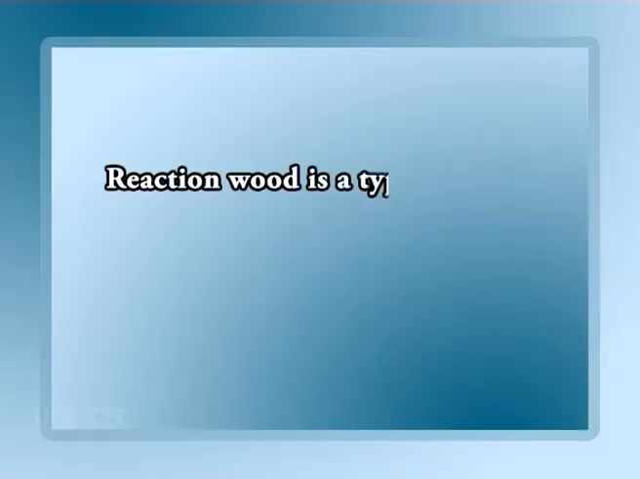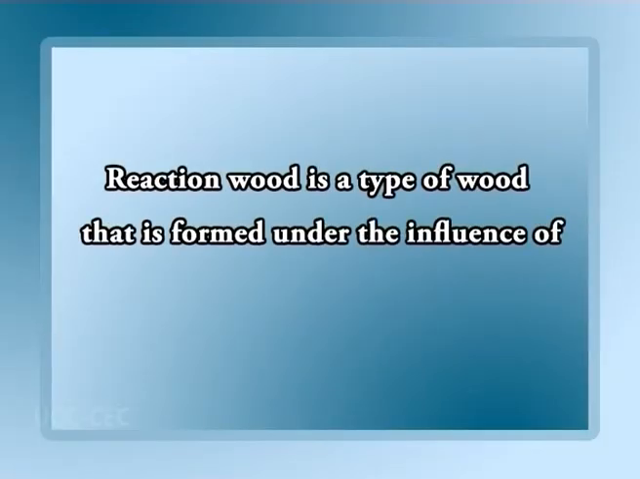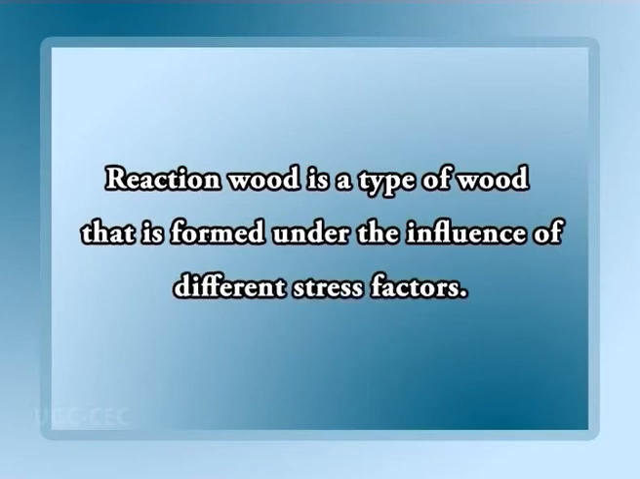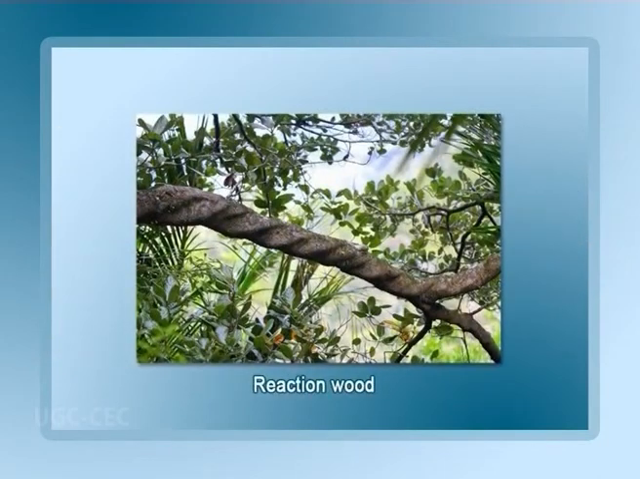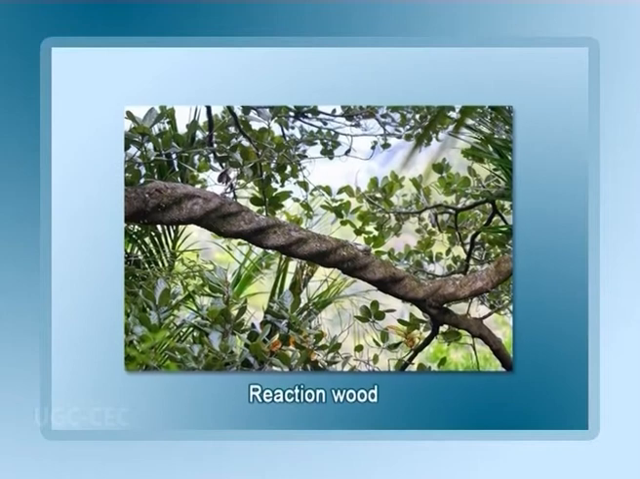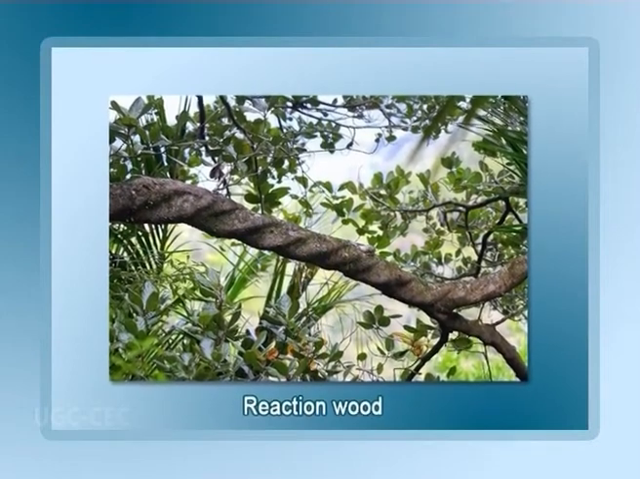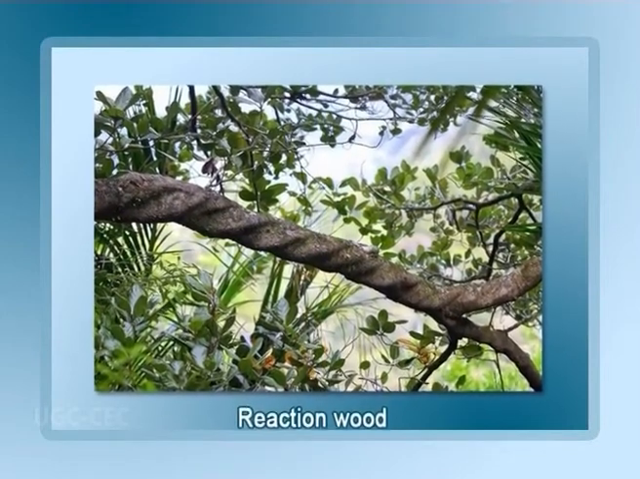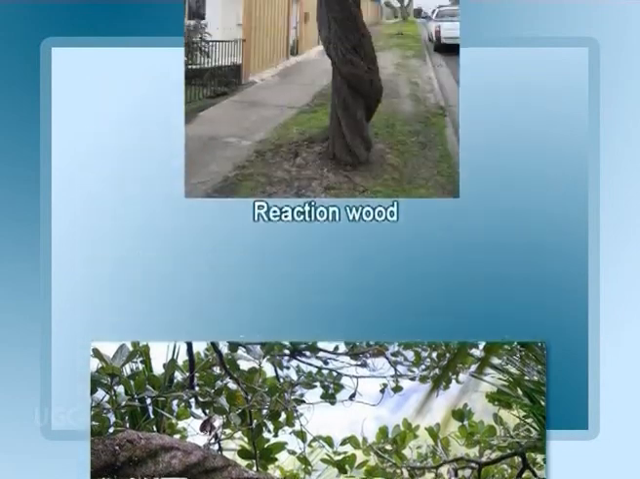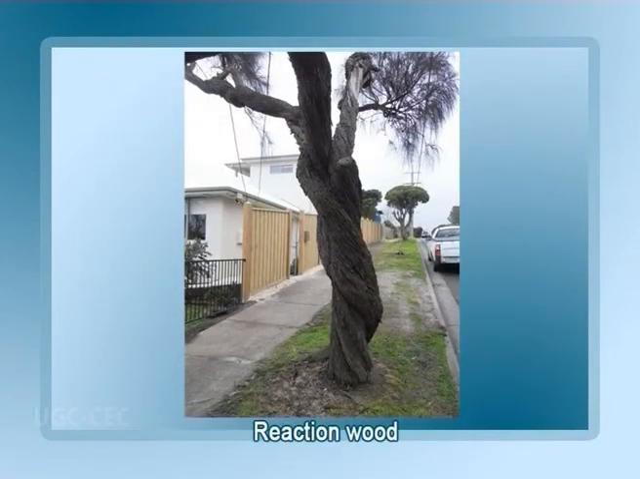Now we will discuss reaction wood. Reaction wood is a type of wood that's formed under the influence of different stress vectors. Reaction wood also develops in vertical stems under natural conditions and may be related to slight deflections, possibly due to uneven growth of the stem. Its distribution around the stem at different heights is spiral or irregular.